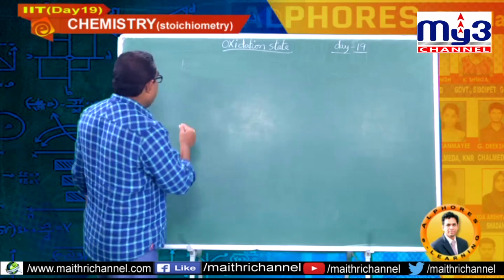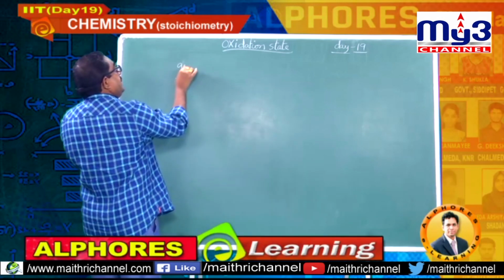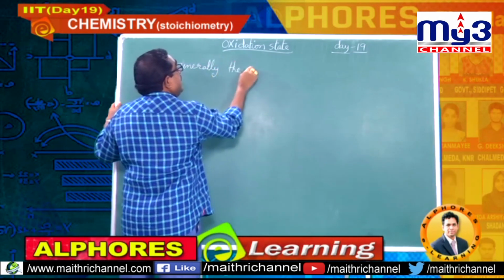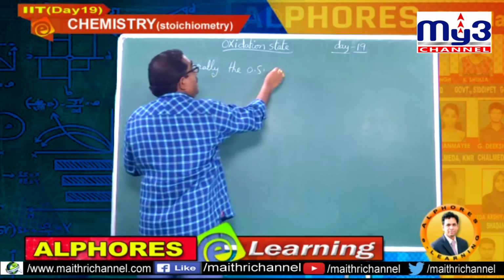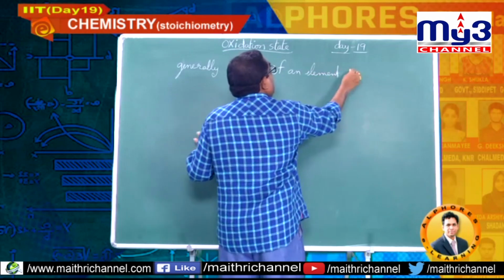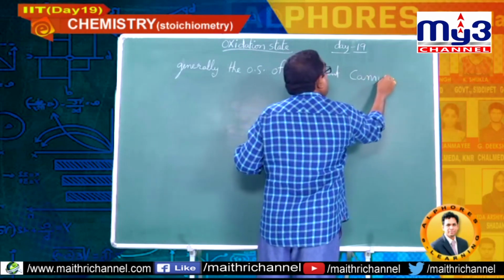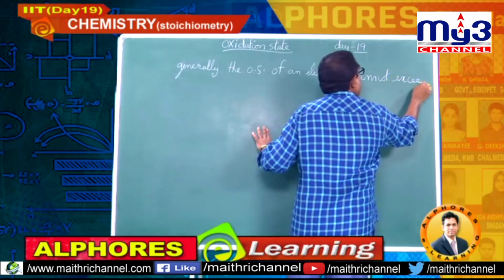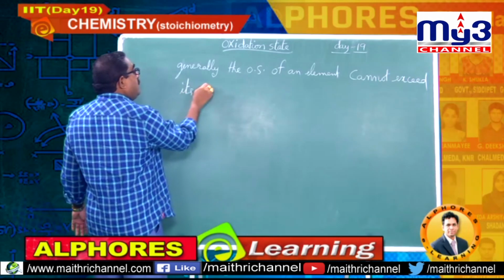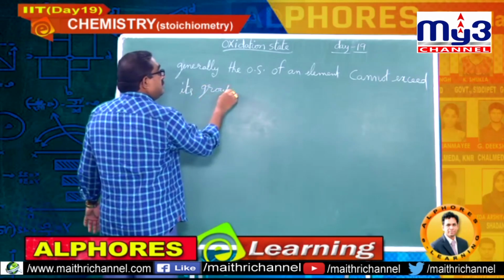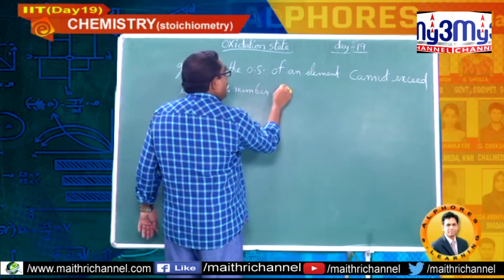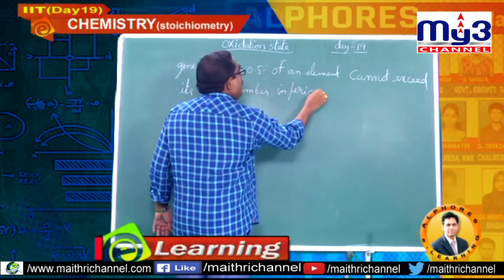Now write down, students. The oxidation state, OS I am writing, of an element cannot exceed its group number in the periodic table.